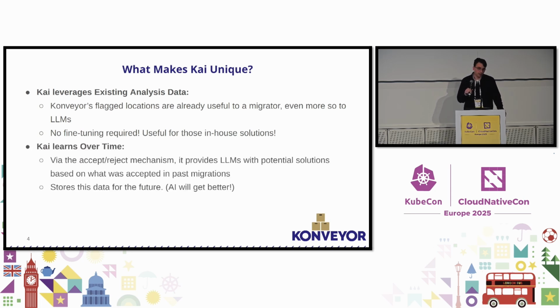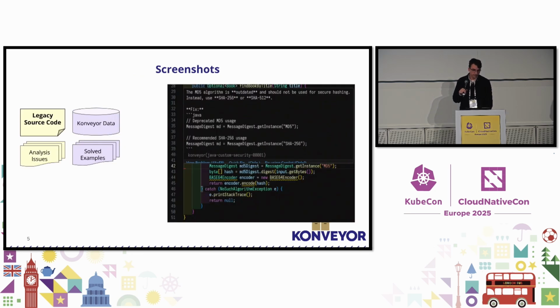Also, Kai learns over time. Via this accept-reject mechanism, we provide LLMs with potential solutions based on what was accepted in past migrations, and we store that data for the future. We make a bet that AI will get better, so that today's LLMs are probably the worst that they're ever going to be. So here are some screenshots.